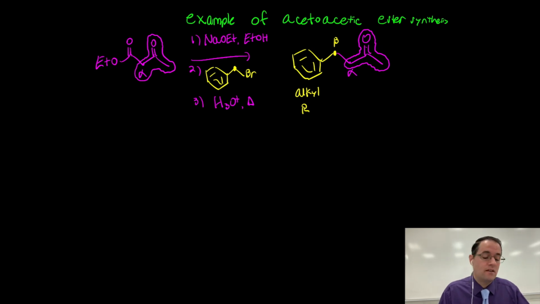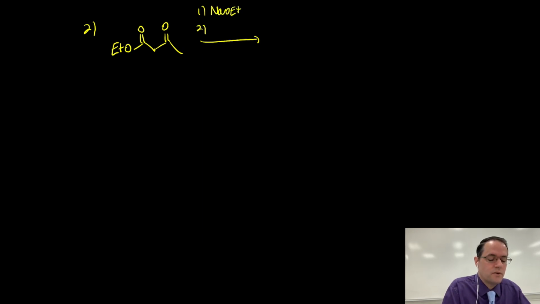Like with the diethyl malonate synthesis, you can do this twice. Okay, so here's example 1. Example 2 would be something like this. Okay, and we can treat this with sodium ethoxide. Okay, and we can treat it with a green colored alkyl group. Maybe that's a methyl. Okay.